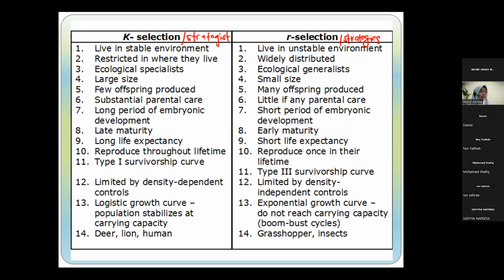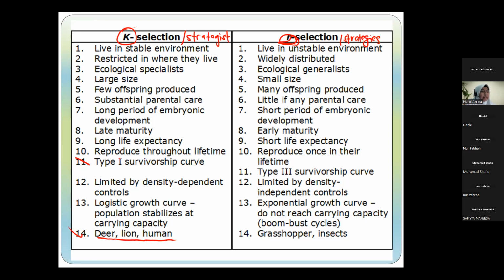Example: K selection, and this is R selection or R strategies. K selection organisms are usually deer, lion, human. Okay, that's one. You must remember the examples first. Deer, lion, human. Deer, lion and human have type 1 survivorship curve. Remember we already learned survivorship curves? Deer, lion, human, elephant, tiger, right? So they lie in the type 1 survivorship curve. Okay, that's one.